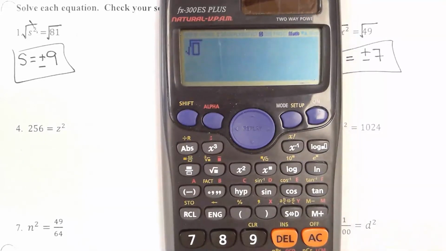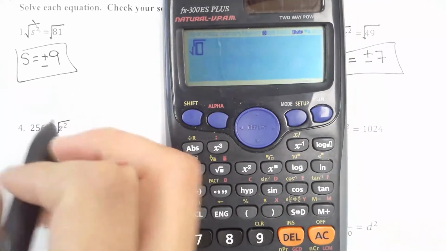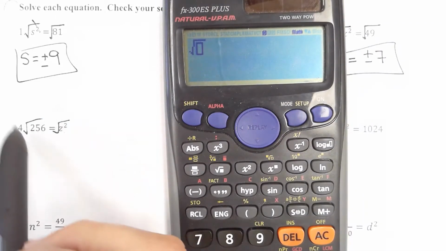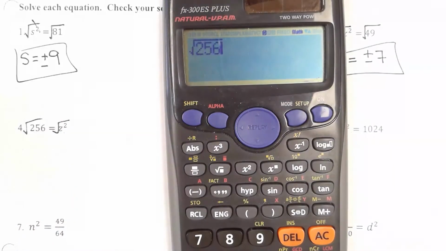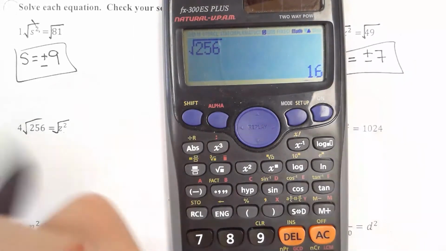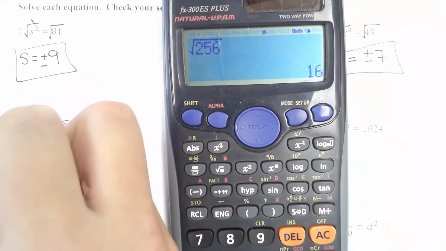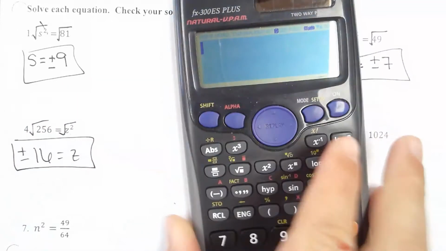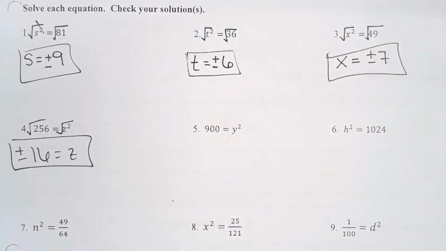Okay. So we're going to get z by itself here. The opposite of squaring is square rooting. So when you square root both sides, when we take the square root of 256, your calculator is only going to give you the positive. You just need to remember that it can also be a negative. So you're going to get the plus minus sign and then 16.